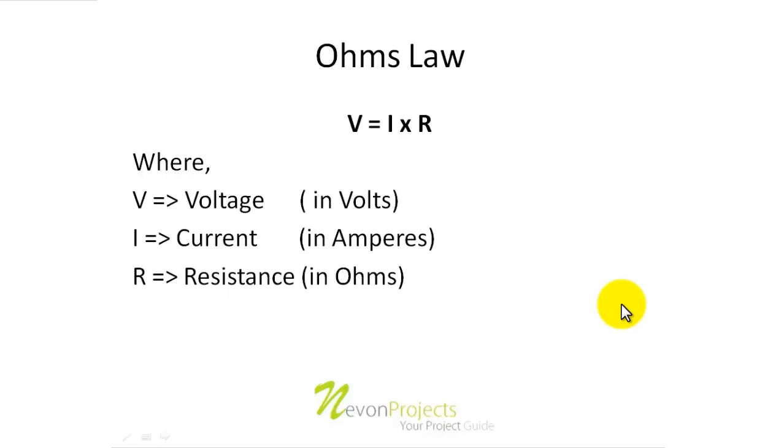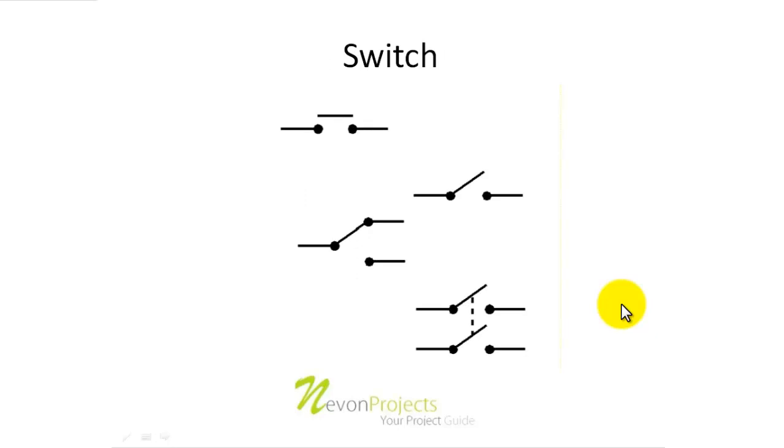Now let us move on to the next section, that is switches. In switches we have various kinds of switches that can be used according to the scenario that we want to connect it into. For example, we have this one, that is single pole single throw switch. Then we have single pole double throw switch and double pole double throw switch.